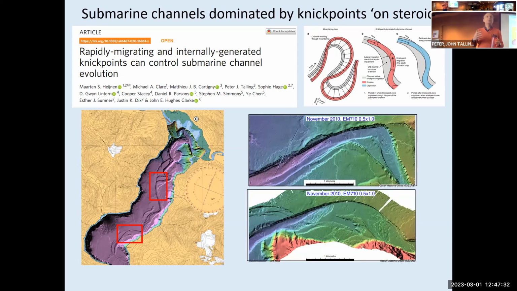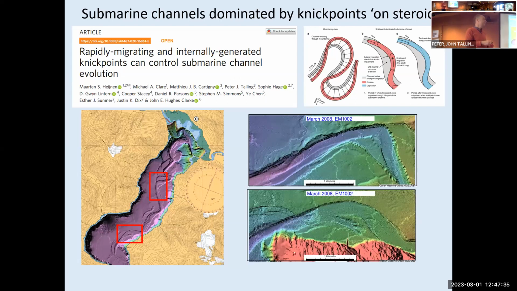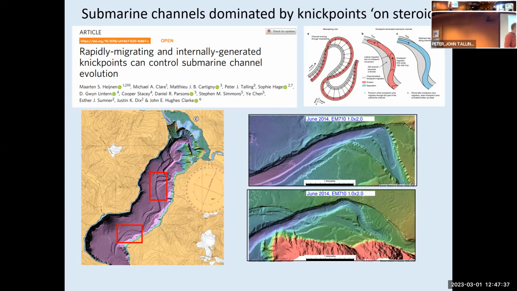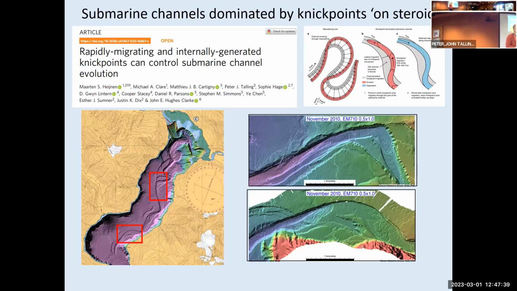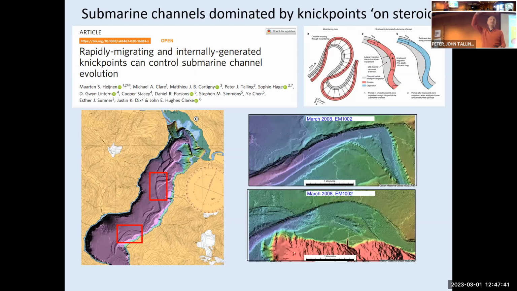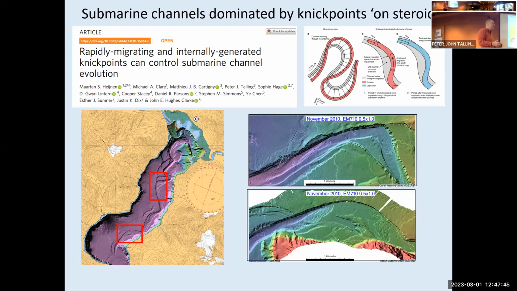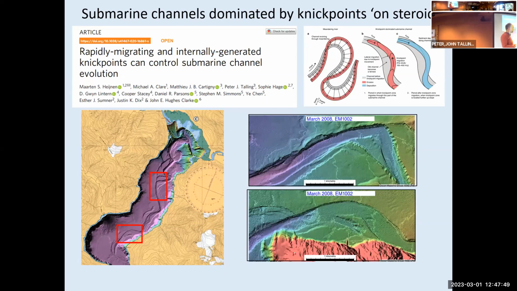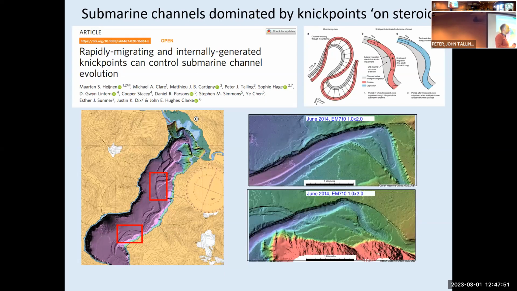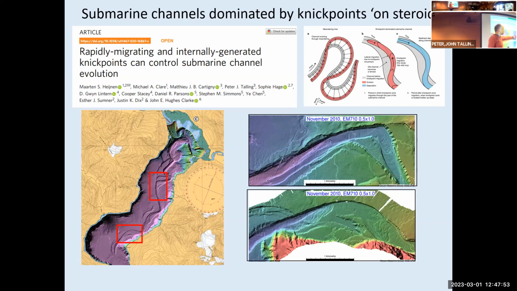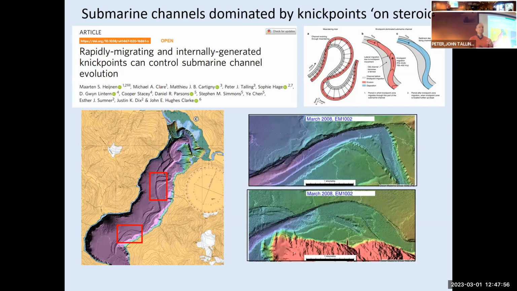So like a waterfall in a river or a nick point in a river, these underwater channels also have nick points, but they migrate about half a kilometer a year. They're 20 meters high, and they basically make the channel. So in rivers, they just don't migrate at that sort of speed. And in rivers, there are external forces like faulting or uplift or sea level that makes terraces. Whereas these nick points are just made by the system internally.